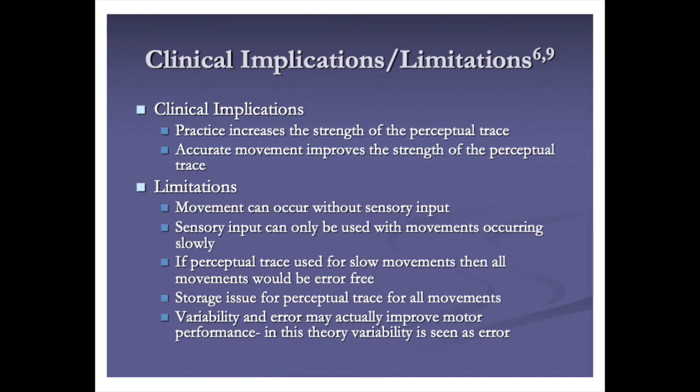So again, the biggest issues with the closed loop are, first of all, many of our movements, most of our movements happen so rapidly, we don't actually get good sensory feedback while the movement's happening. We get it afterwards, but not while the movement's happening. So that's an issue. Second big issue has to do with this error. Error helps us. We know that based on the literature. So in this case, that perceptual trace would be either breaking down or definitely not improving. So that perceptual trace is going to be an issue for us with error.